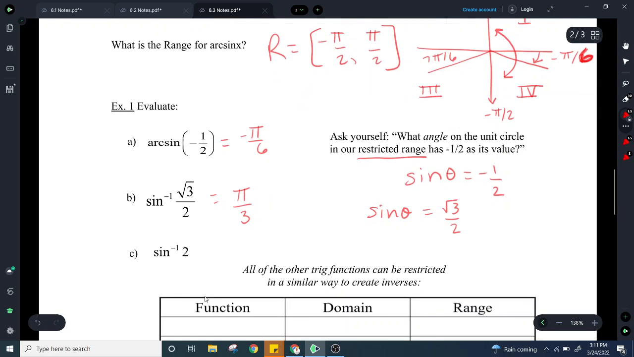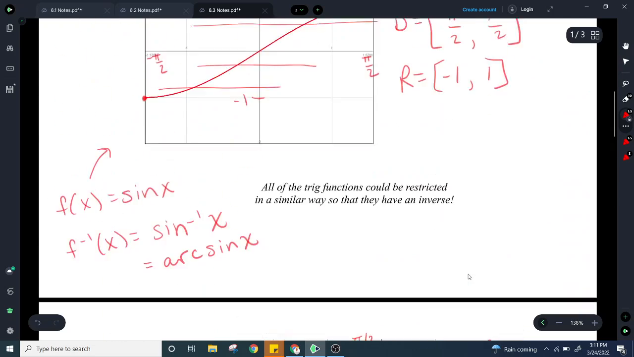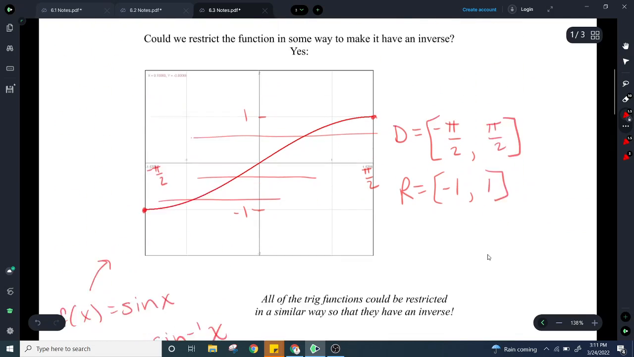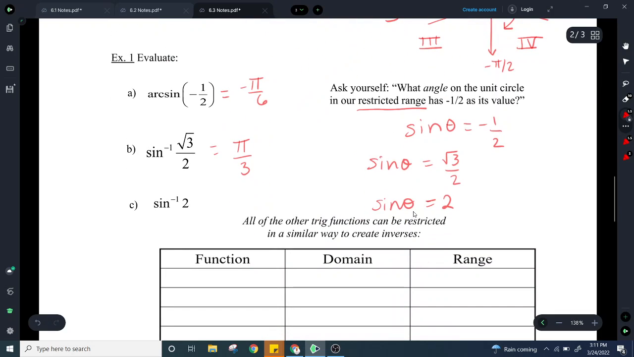Letter C asks about inverse sine, or arc sine, of 2. That's like saying, where does sine equal 2? Remember, the range of sine is only from -1 to 1. So does sine by itself ever equal 2? The answer is no, it never does. So this one we can say does not exist, or is not defined. This is an impossible question. There is no arc sine of 2 value.